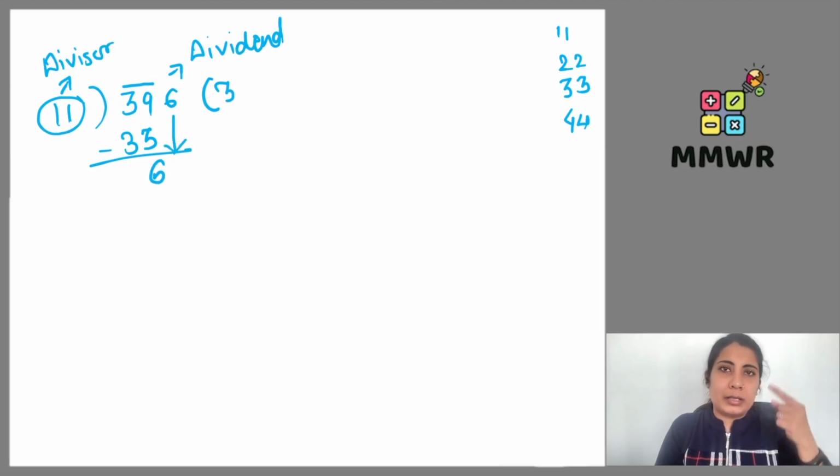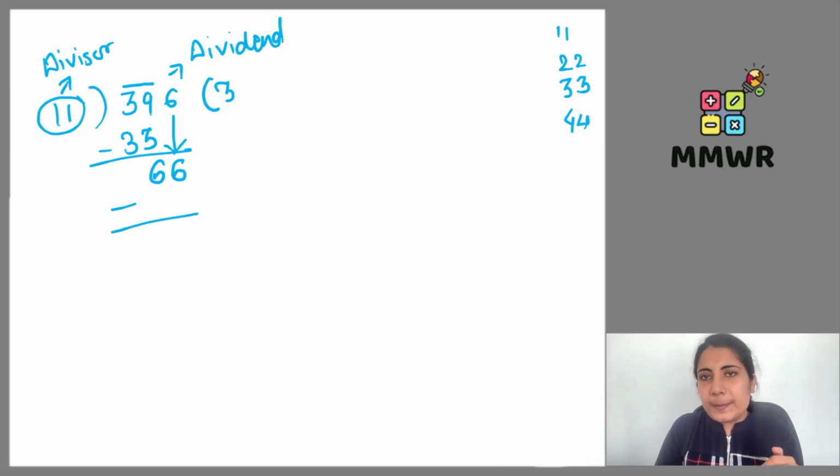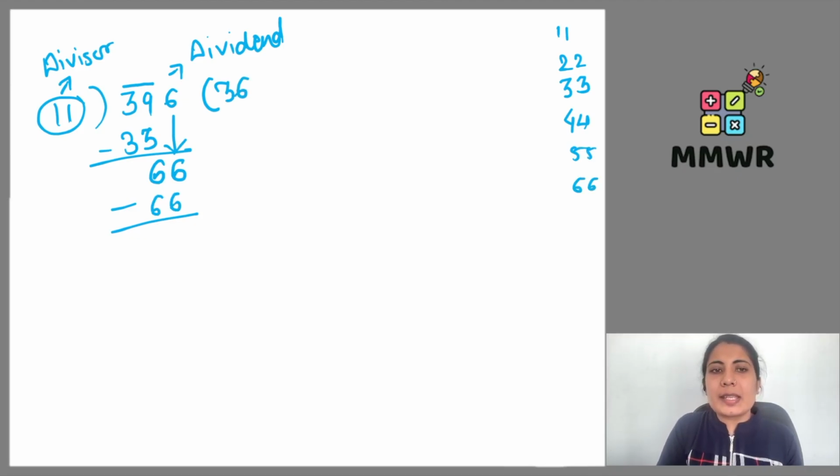Then the other number which we didn't divide till now, we will be copy pasting, and this gives me 6 times 11 is 66. So 66 minus 66 gives me remainder 0. This gives me remainder 0, and this is the quotient.